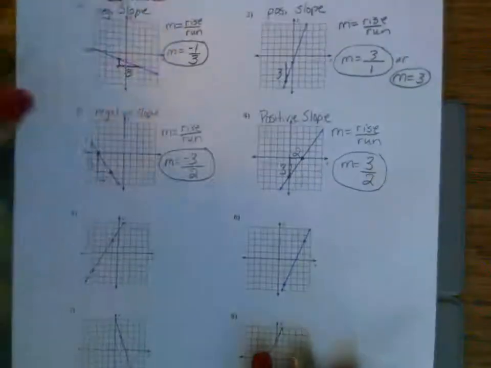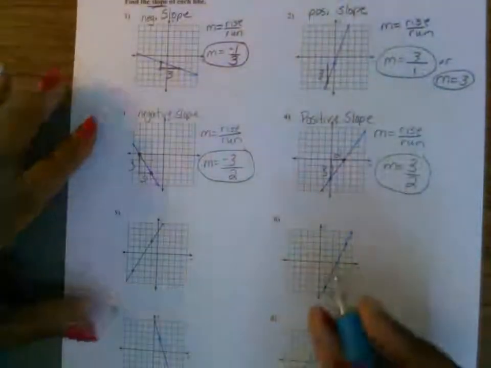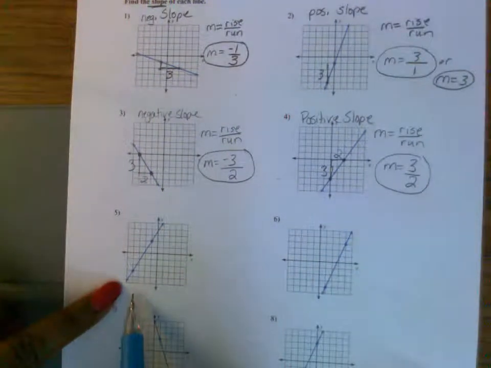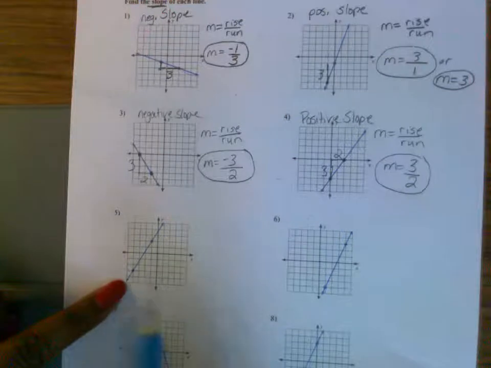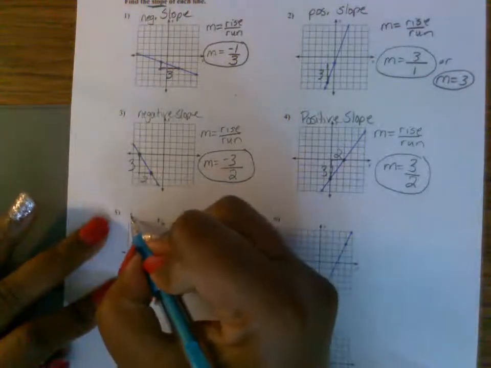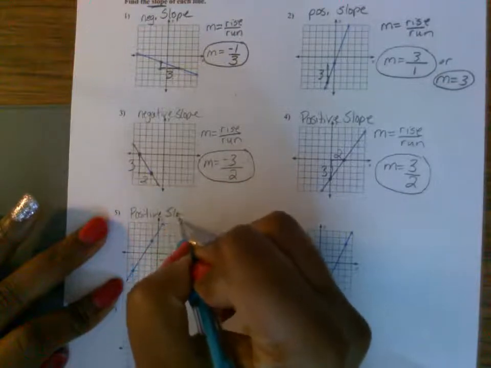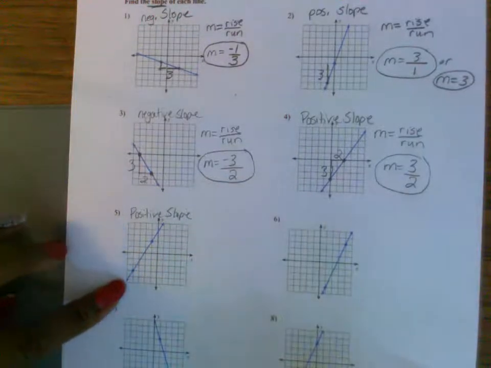All right, so let's look at this. Number 5. What kind of slope is number 5? What kind of slope is number 5? Anybody? Very good. It is a positive slope. Excellent job. So I'm going to write positive slope here. Okay. Great job, babe.